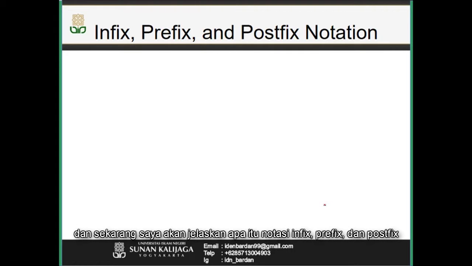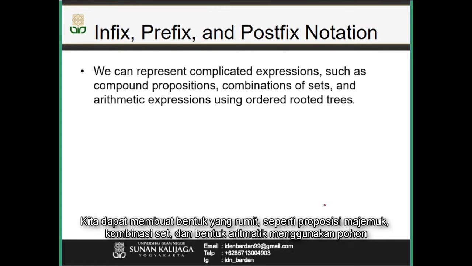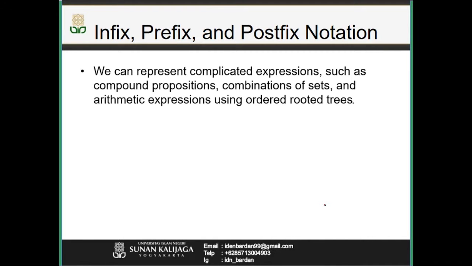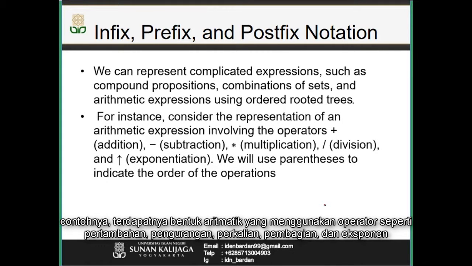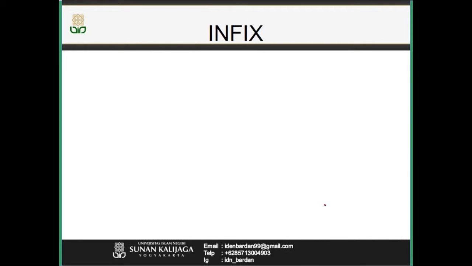And now I will try to explain what infix, prefix, and postfix notations are. We can represent complicated expressions such as compound propositions, combinations of sets, and arithmetic expressions using ordered rooted trees. For instance, consider the representation of an arithmetic expression involving the operators addition, subtraction, multiplication, division, and exponentiation. We will use parentheses to indicate the order of the operations.